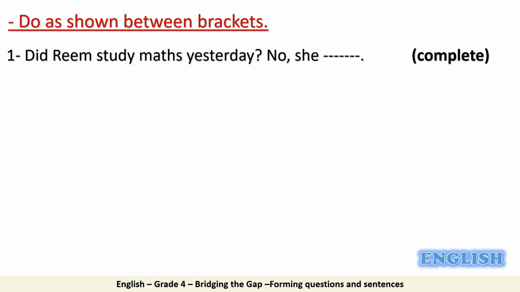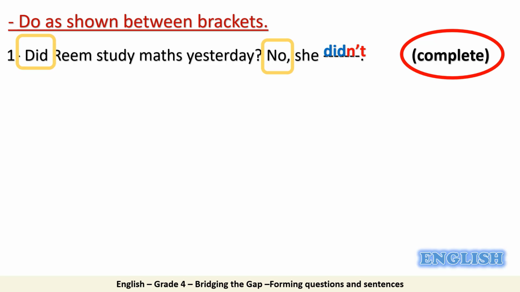Do as shown between brackets. Number 1. Did Reem study maths yesterday? No, she. The order we have here is to complete. So, look at the question again. The question starts with did, and the answer starts with no. So, the correct answer will be no, she didn't.